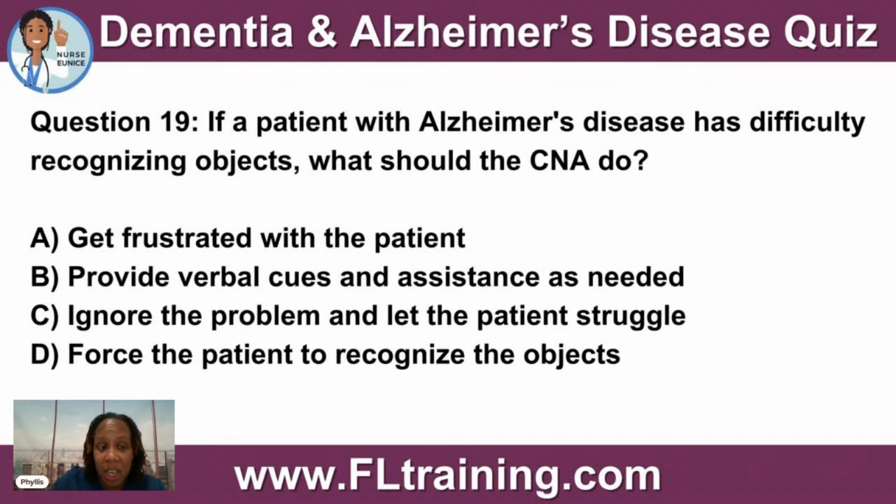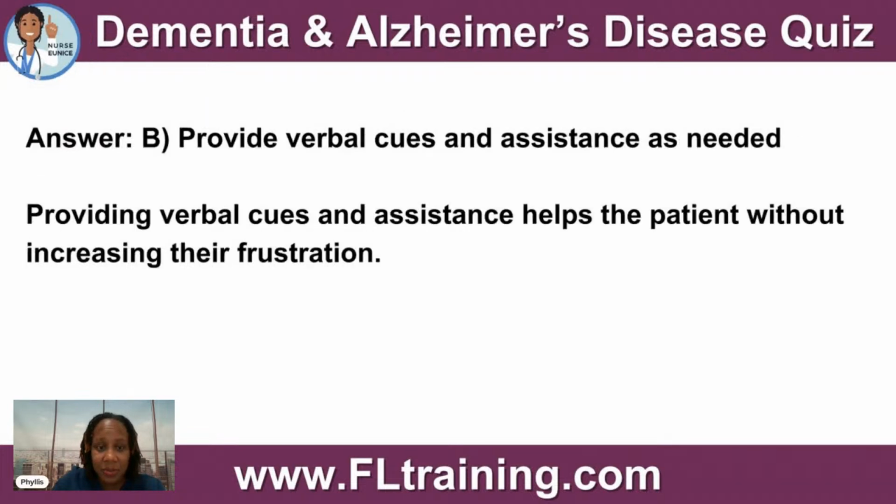So let's see what the answer is. If you chose B, you are correct. Provide verbal cues and assist as needed. So providing verbal cues and assistance helps the patient without increasing their frustration. As you can see, a lot of these answers cause frustration and anxiety to these patients, and that's something that we don't want to do.